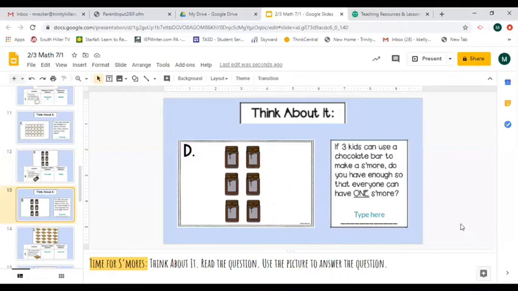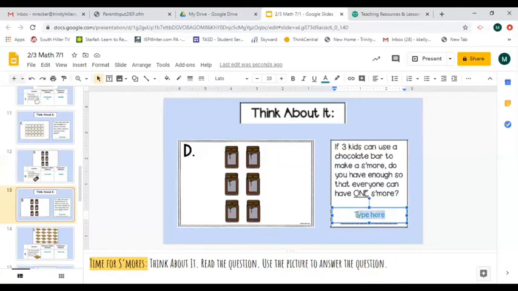If 3 kids can use a chocolate bar to make a s'more, do you have enough so that everyone can have 1 s'more? So 3 kids can use this 1 chocolate bar. So here's 3, 6 kids, 9 kids, 12 kids. So that's our good number, our magic number. We have 12 kids. And then we would have 15 and 18. So we have enough so that everyone can have 1 s'more with the chocolate bar.